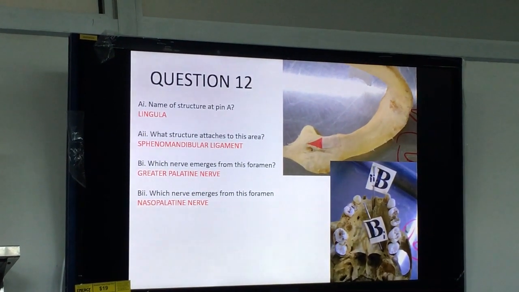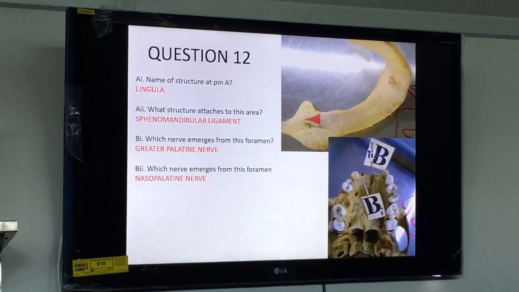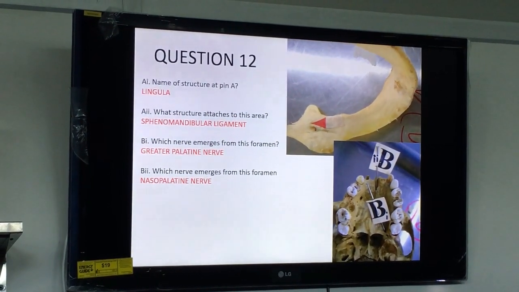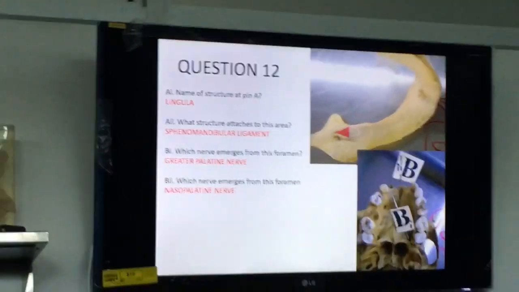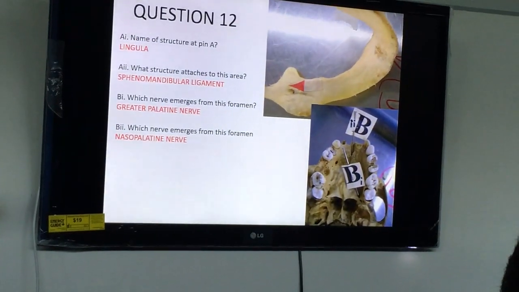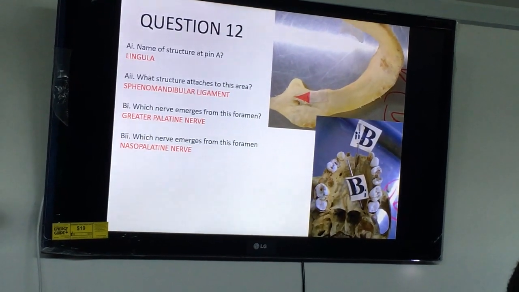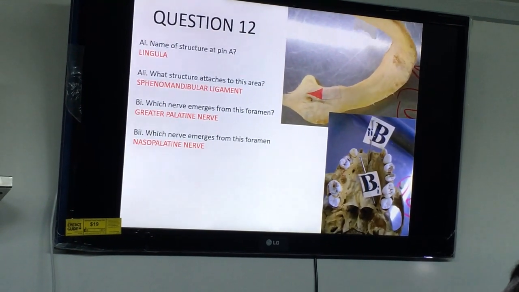But I always ask you what is attached to that structure. And you can see what the answer is, right? So what about the stylomandibular ligament? Where does that one attach? It attaches to the angle of the mandible. But the sphenomandibular one attaches to the lingula.